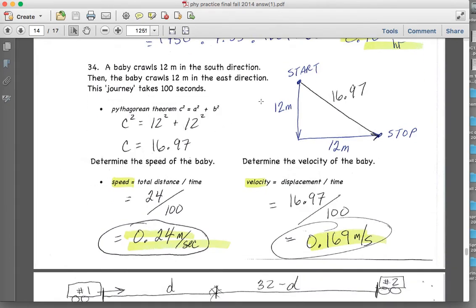Back to these. This was our very first introduction to triangle problems and vector addition. But it also gets at the difference between velocity as a vector, which takes into account your displacement from your start to your finish on a direct line, whereas the word speed just says how far did you go. It doesn't matter what direction you're moving in. So the total distance this baby crawled was 24 meters, but they were technically only displaced about 16, 17 meters.